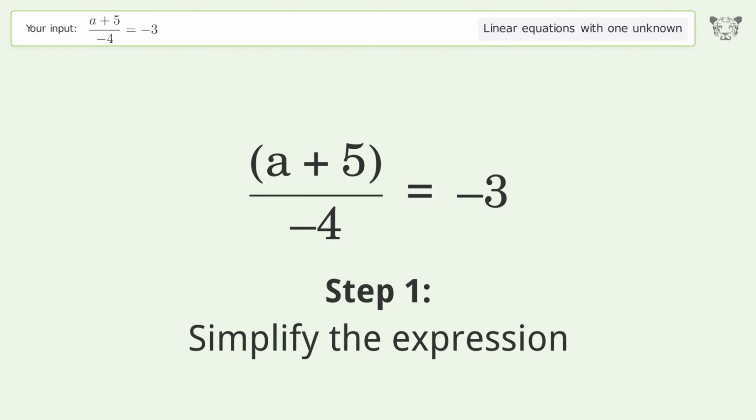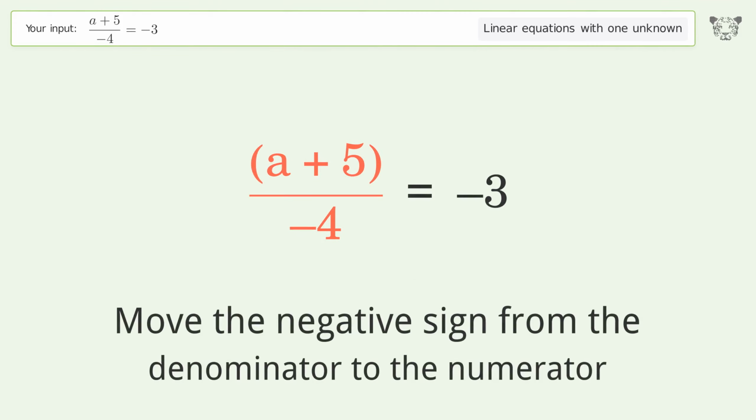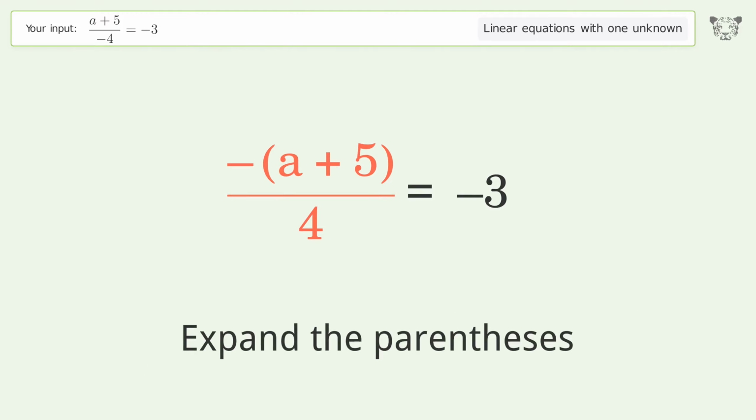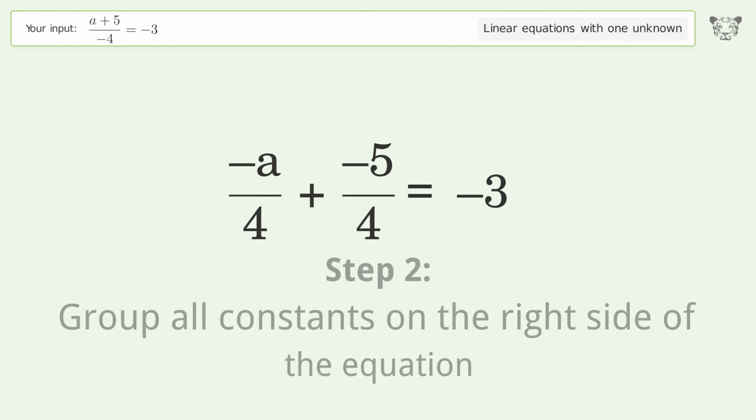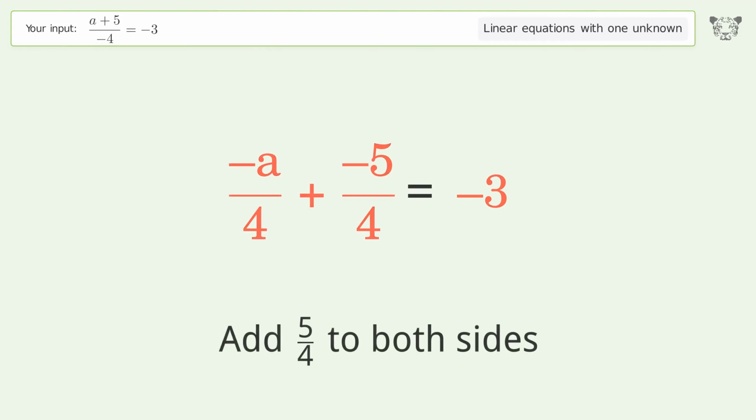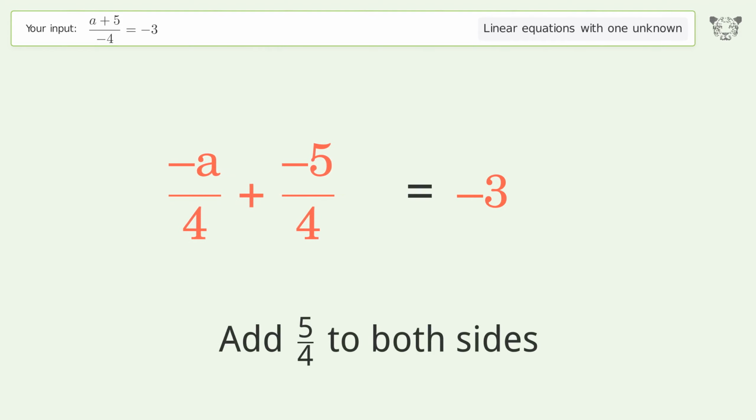Simplify the expression. Move the negative sign from the denominator to the numerator. Expand the parentheses. Break up the fraction. Group all constants on the right side of the equation. Add 5/4 to both sides.